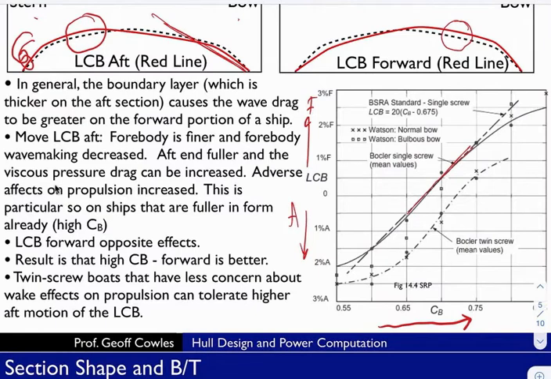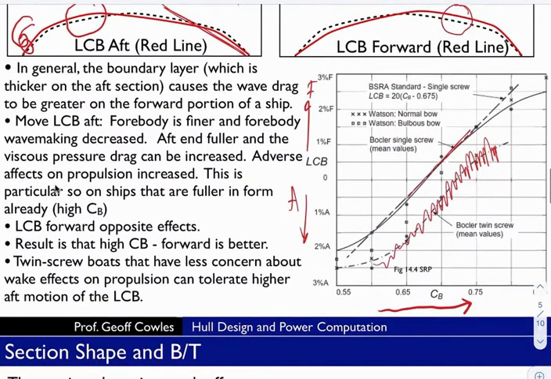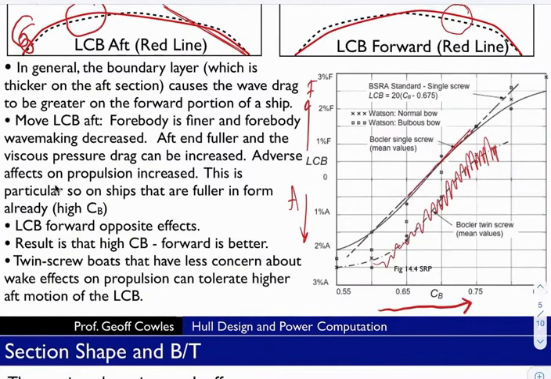And you can see that the dual propeller boats, shown here where I'm tracing with a squiggly line, have a higher tolerance, meaning they would prefer the center of buoyancy further aft. The optimal location of the center of buoyancy is further aft in that case. And that's because they're less affected by the adverse effects to the propulsion that come with moving the longitudinal location of the center of buoyancy aft.